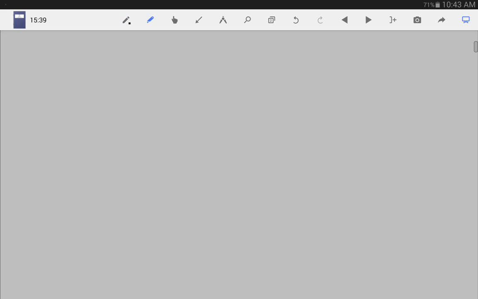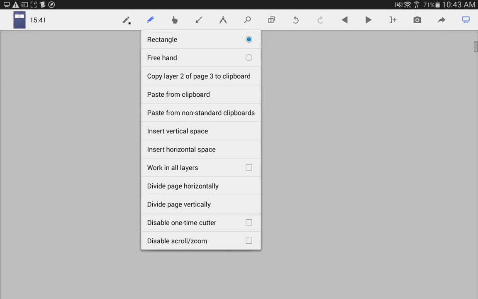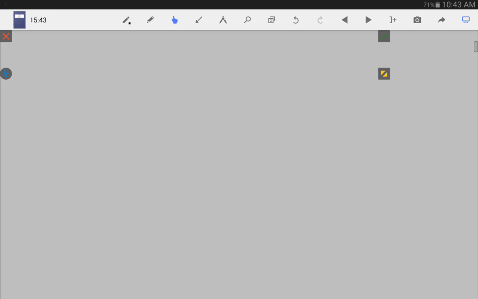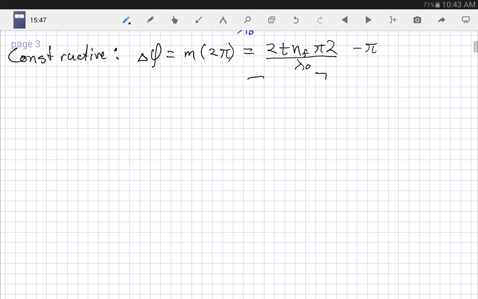And now I'm going to look at destructive interference. Come on. I totally want it right there. There it is. So I have to change the word constructive to destructive here. And for destructive interference, instead of it being an integer multiple of 2 pi, it needs to be a half integer multiple of 2 pi.